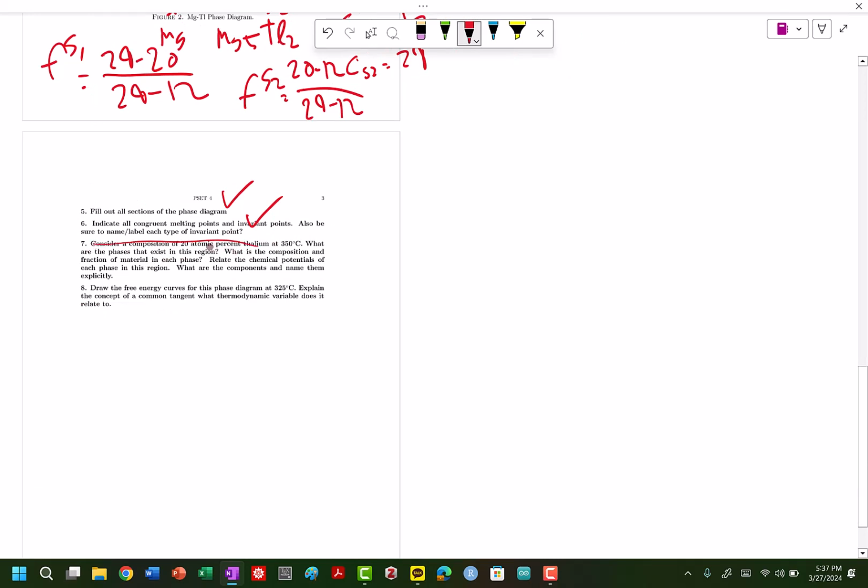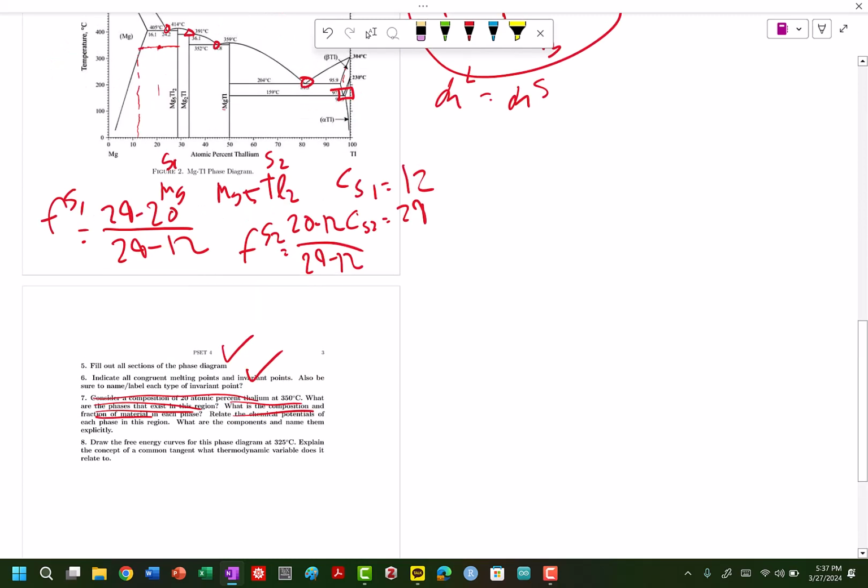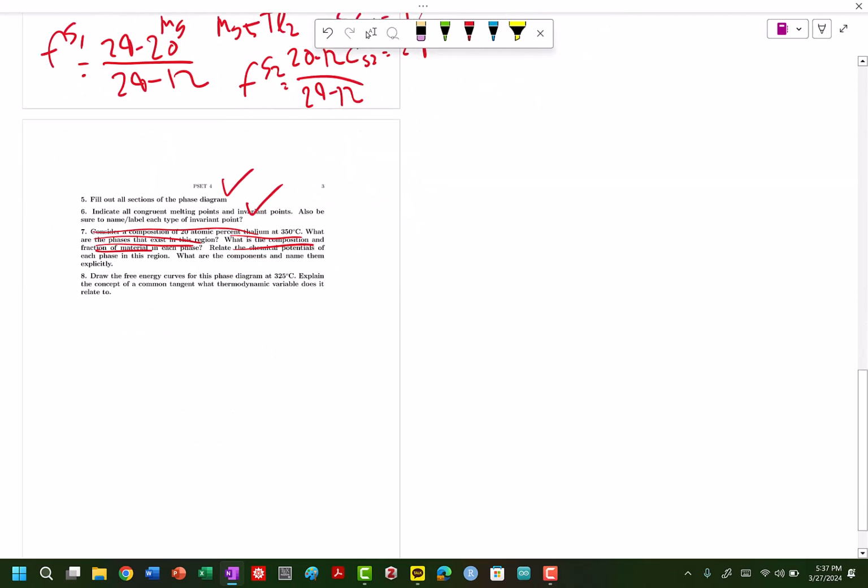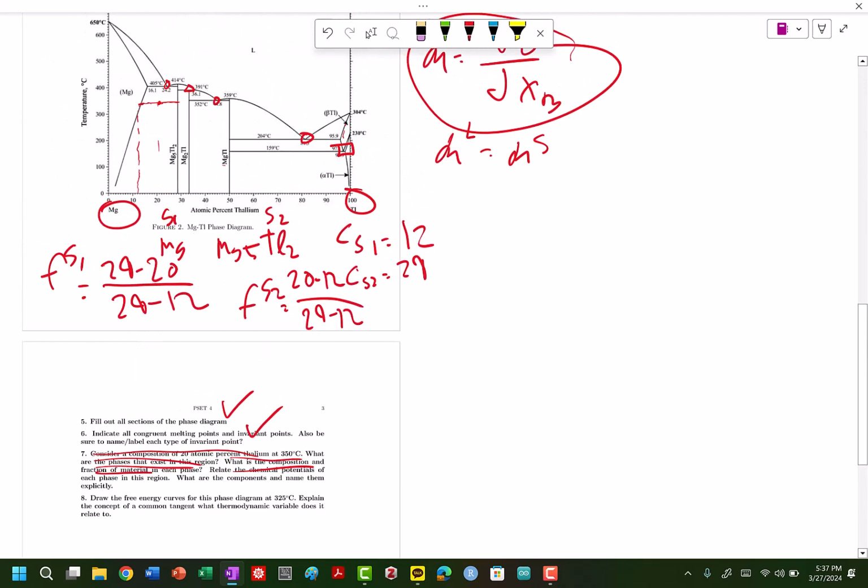Composition, so we've got 2 phases. Composition, chemical potentials, we know that they must be equal in each phase. What are the components? Components are Mg and Tl. And then at 325, so let's just say, 350, we're a little high here. So let's say 325 is about right here.